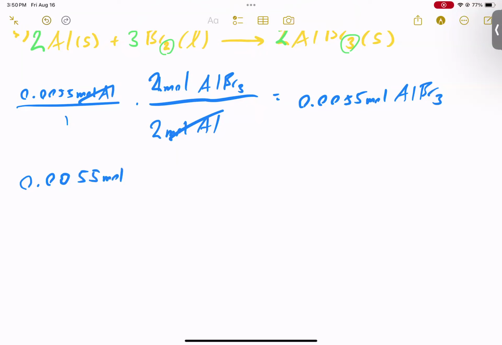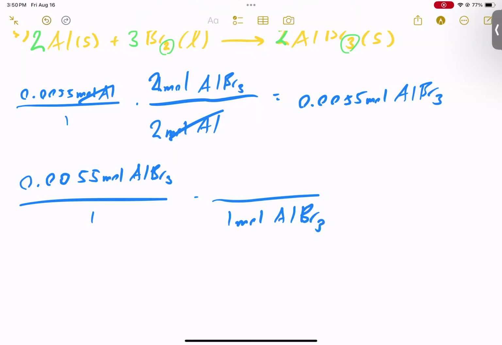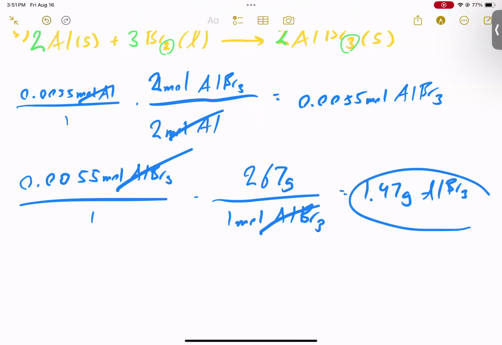0.0055 moles of aluminum bromide. Well, the molar mass of that is that in 1 mole of aluminum bromide, I'm going to have, and I'll spare you the math, 267 grams of this thing. So moles cancel out, left with grams, and I'm left with a final answer of 1.47 grams of aluminum bromide. So that is the final answer.